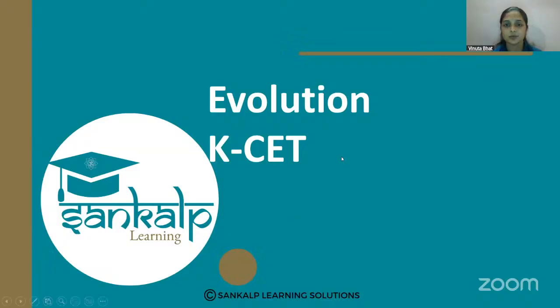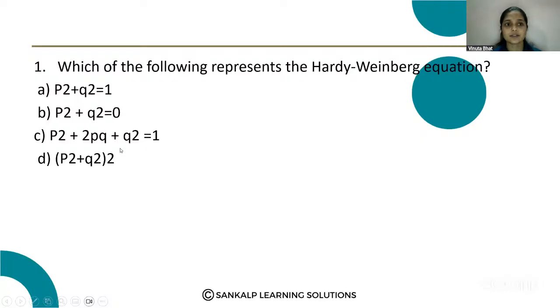Yes, so this is the first question. Which of the following represents the Hardy-Weinberg equation? Option A, P square plus Q square is equal to 1. Option B, P square plus Q square is equal to 0. Option C, P square plus 2PQ plus Q square is equal to 1. Option D, P square plus Q square, the whole square.